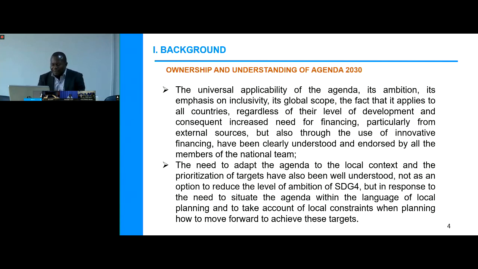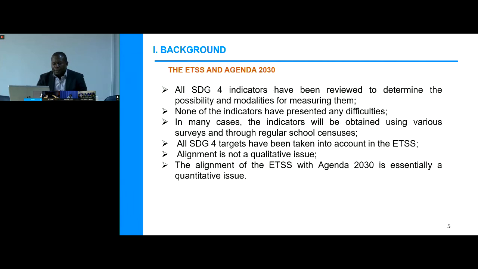So this was covered, and the ambition, the accent of the SDG, in response to all the countries, being applied to all countries, the finances from abroad, and also innovative financing. We clearly understood what the challenges of SDG 4 were, and we had to adapt it to our context and prioritize the different items in the SDG. So we started the exercise. The adaptation was done. We had priorities established. Everything was understood, to reduce, for instance, the ambitions of SDG 4, but also taking into account the local constraints.